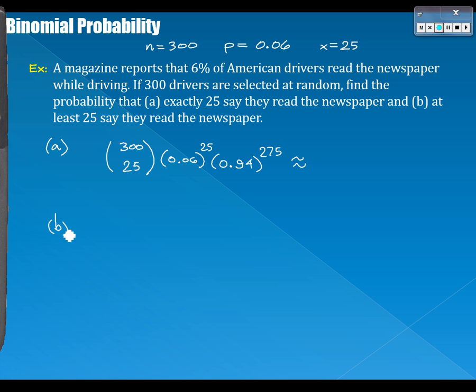That was part A. And part B then says at least 25. So what does that mean? Oh, you see the snag already? Okay, great.